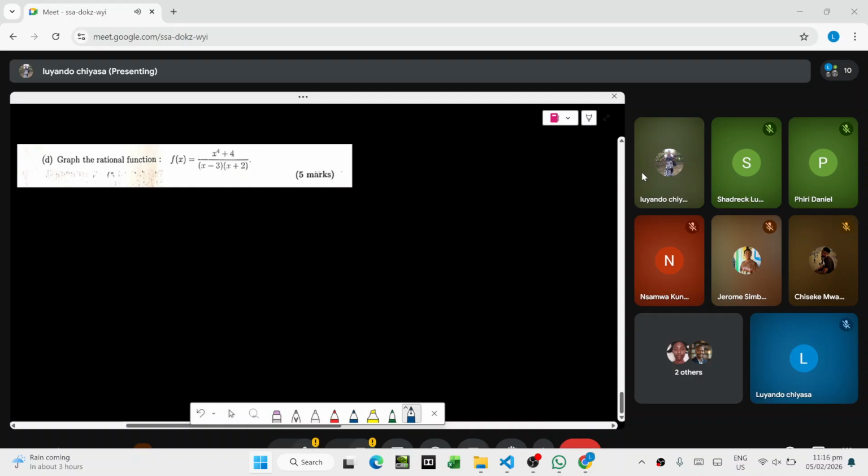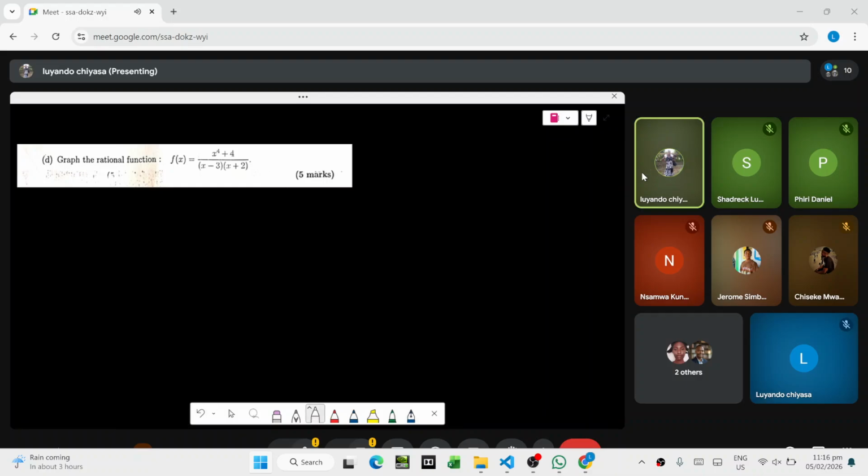All right. This question is just saying graph the rational function. So the function f of x is equal to x to the power 4 plus 4 over x minus 3 times x plus 2. So we need to graph this one. How do we go about graphing this one?